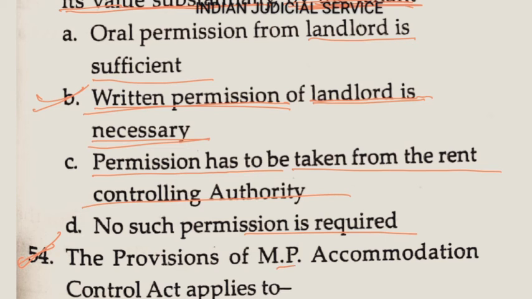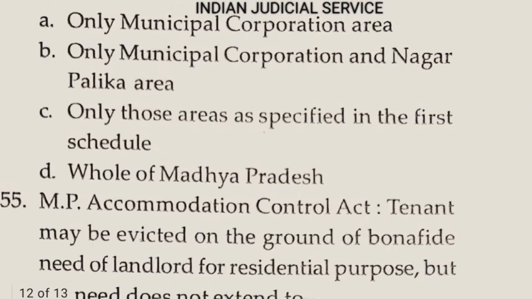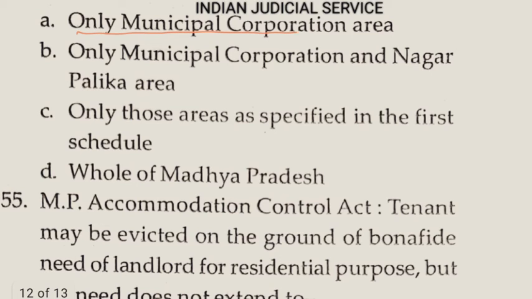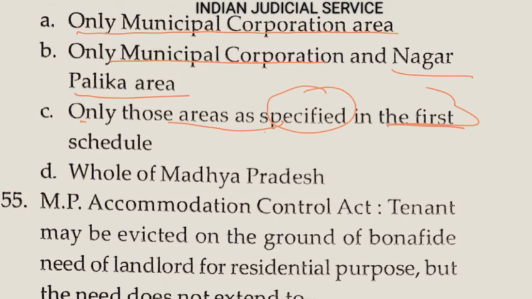Now question number 54. The provision of MP Accommodation Control Act apply to: option A, only municipal corporation area. Option B, only municipal corporation and Nagar Palika area. Option C, only those areas as specified in the first schedule. This is very important here. And the last one, whole of Madhya Pradesh. So clearly the answer here is option C, only those areas as specified in the first schedule.